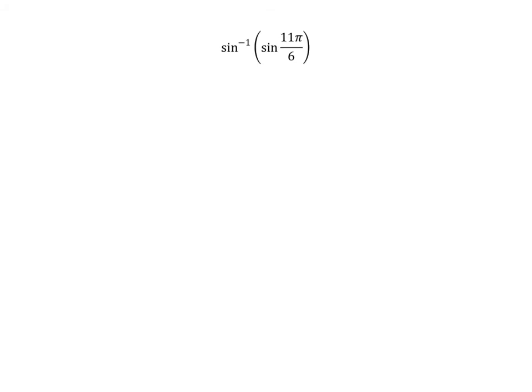The next one gets even harder still. I'm taking the inverse sine of a value. These don't undo each other. So the answer is not going to be 11 pi over 6. What we need to do is start with the inside of parentheses because we're using the order of operations. And I will start with my unit circle. And I know that 11 pi over 6 is going to be down in this quadrant. Why do I know that?